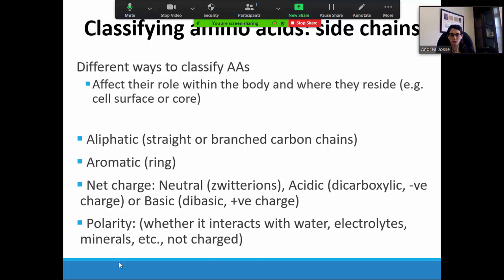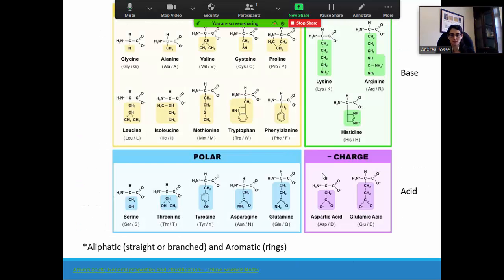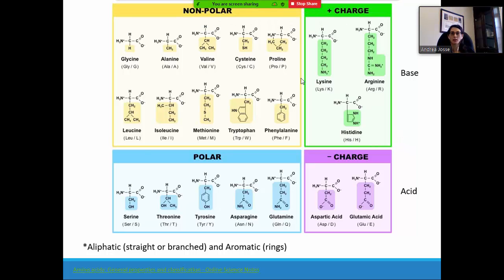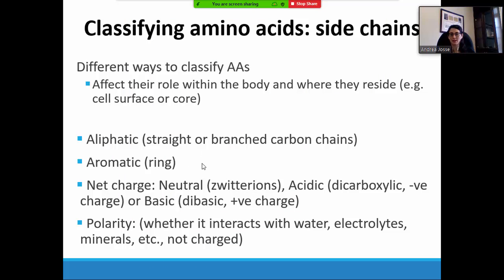Okay, so those are some of the different classifications. So take a look at this figure. I suggest you become familiar with the different amino acids and how they can be classified. You don't have to know what the different side chains are specifically, but you should know how to classify them based on these particular classifications.